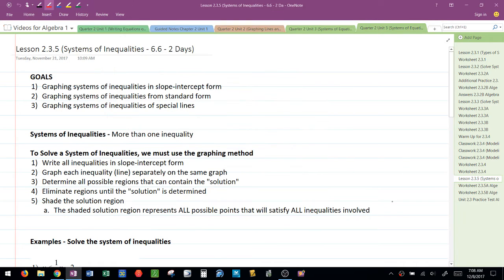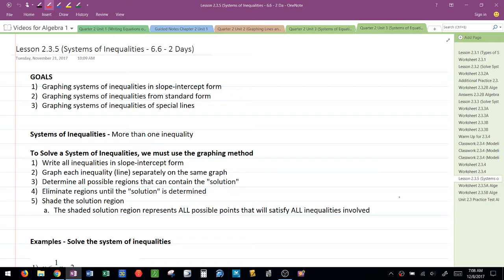This lesson is about systems of inequalities, all right? So we've been dealing a lot with systems of equations. Now we're going to look at inequalities. To understand how to do systems of inequalities, what we have to really focus on is, do we know how to graph a single inequality?